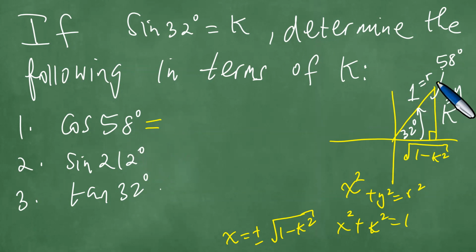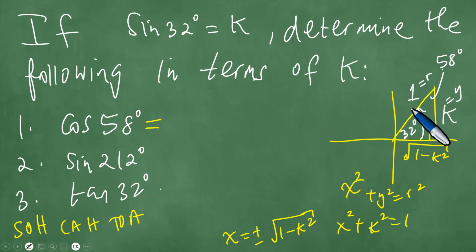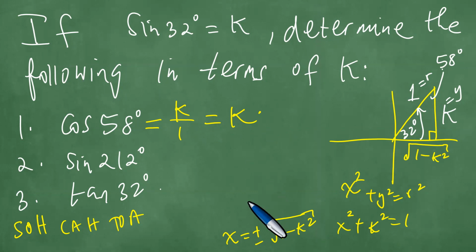Like cosine 58. There's 58 here already, so you can use SOHCAHTOA. Cosine is adjacent over hypotenuse. Dealing with 58 degrees, the adjacent is K, the hypotenuse is 1, so K over 1, and the answer is exactly K.